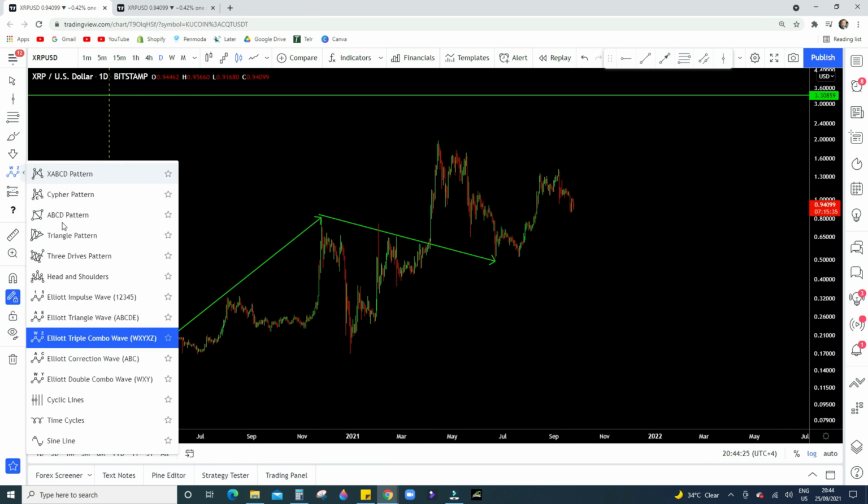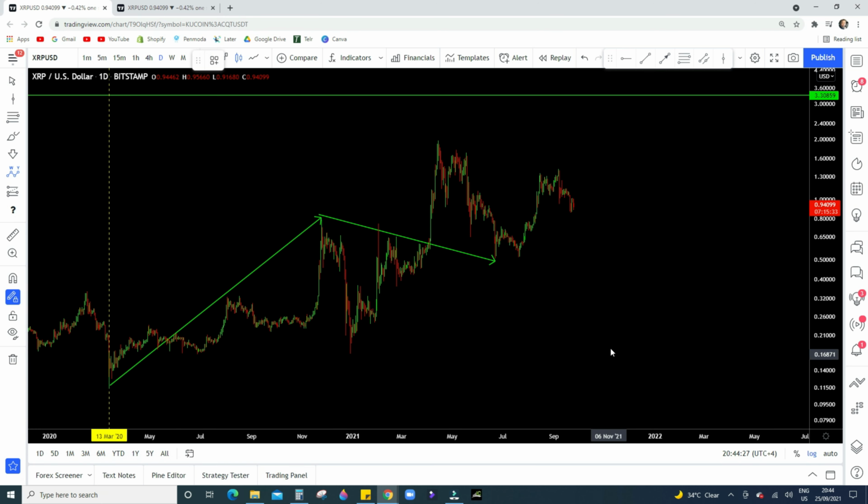However, we have another scenario that we can look at over here, and it says that we may get only a 3-wave structure instead of 5-wave and not mirror the first impulse.